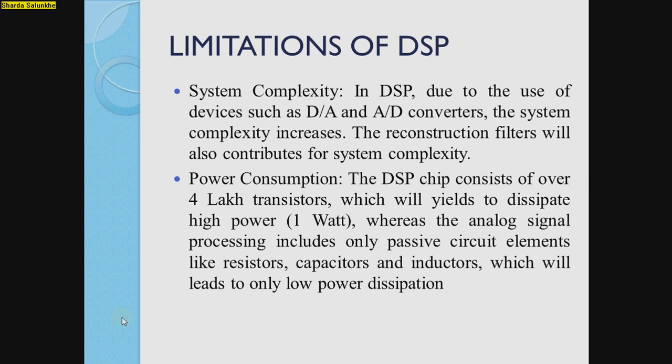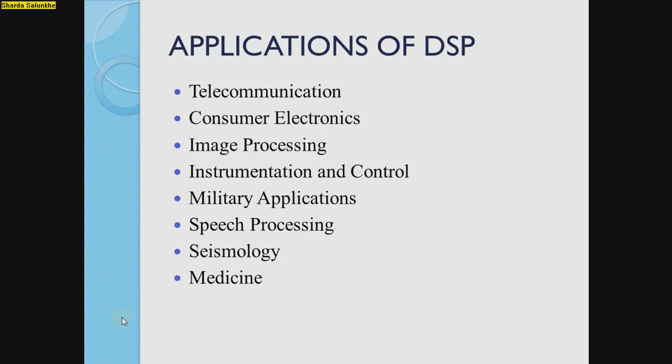Next one, power consumption. The DSP chip consists of over four lakh transistors, which yields high power dissipation of about 1 watt, whereas analog processing includes only passive circuit elements like resistor, capacitor and inductor, which lead to only low power dissipation. So power consumption is one of the disadvantages of the DSP.